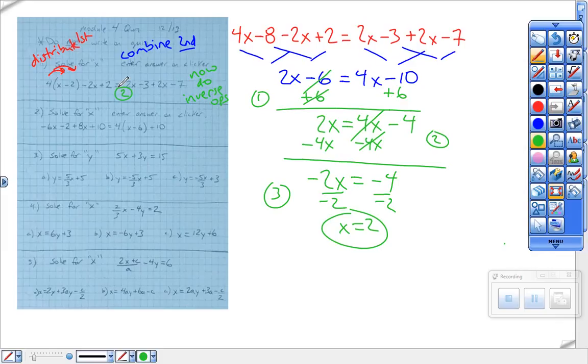So you can see for this problem, I distributed first. 4 times x is 4x, 4 times negative 2 is negative 8. And then I combine all my like terms. I combine my x's and my numbers on the left. That's the steps in blue.